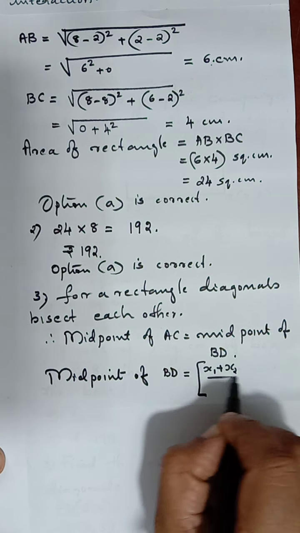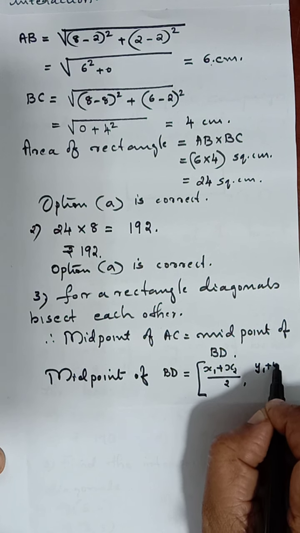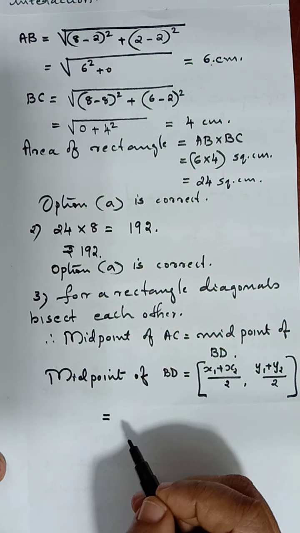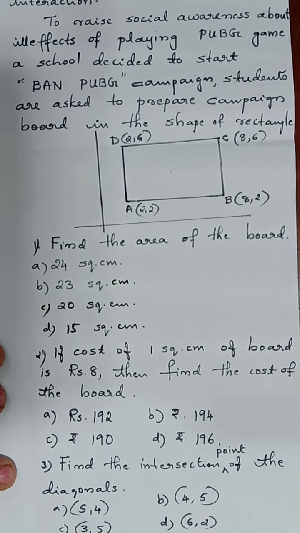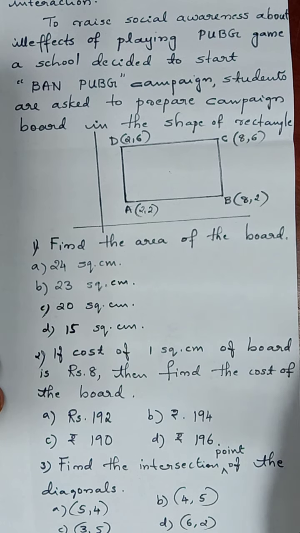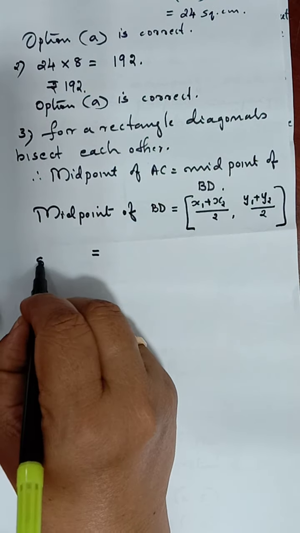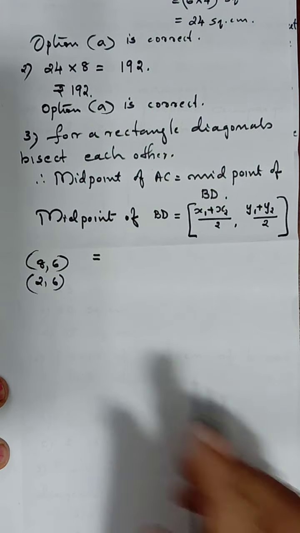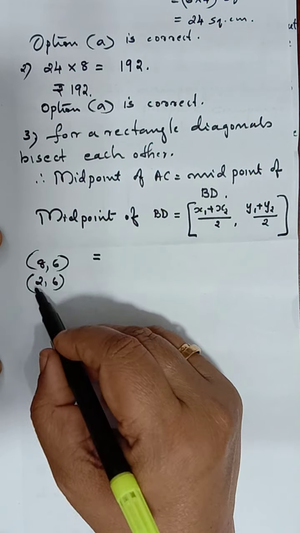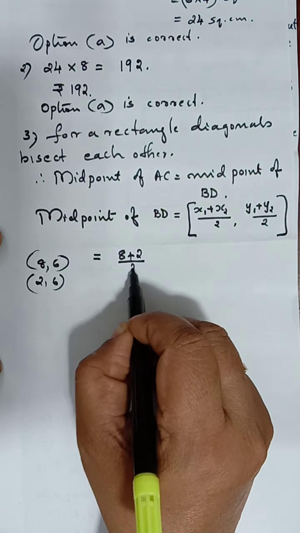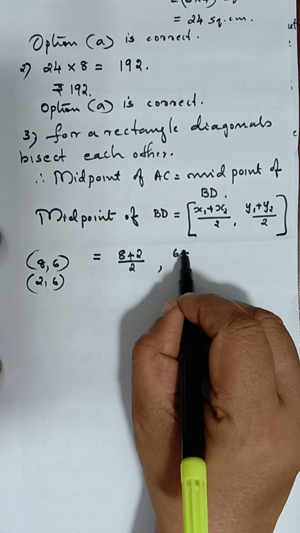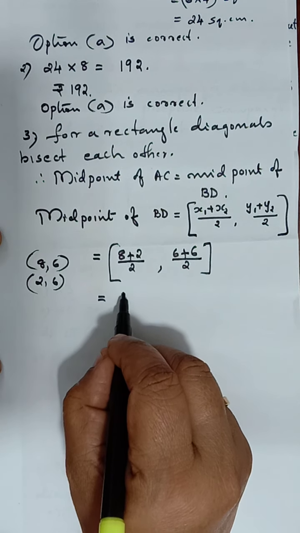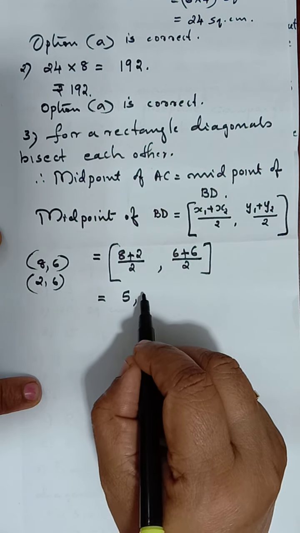(x1 + x2)/2 and (y1 + y2)/2. Both the coordinates here we are getting. Now just a substitution only. So B and D coordinates you should know. What are the coordinates of B? 8, 2 and 2, 6. Okay. So let us substitute x1 plus x2: (8 + 2)/2. Next y1 plus y2: (6 + 6)/2. It is 10 by 2 equal to 5. 6 plus 6, 12 by 2 is 6.